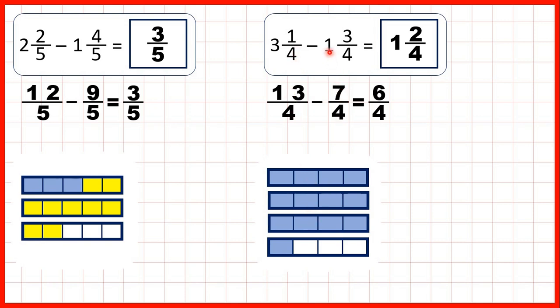We were subtracting 1 3/4, but that's the same as 7/4, and if we subtract 7 of these quarters, we're left with 6/4. But as a mixed number, you can see that here we have one whole fraction bar shaded blue and 2/4 of another one, so that gives us our answer 1 2/4.